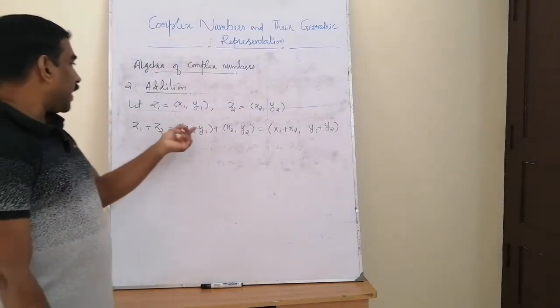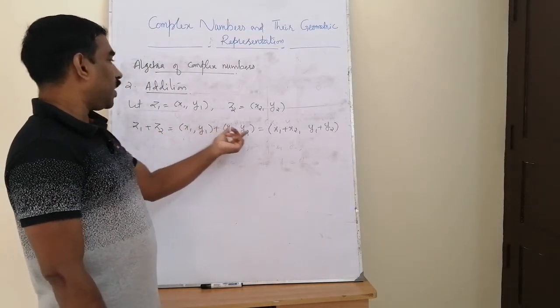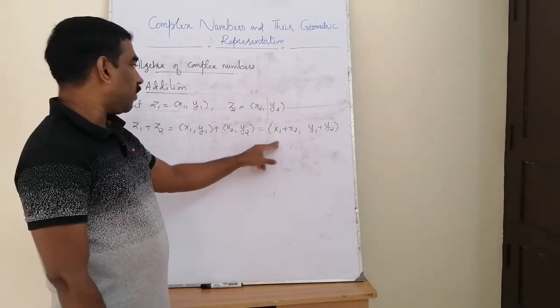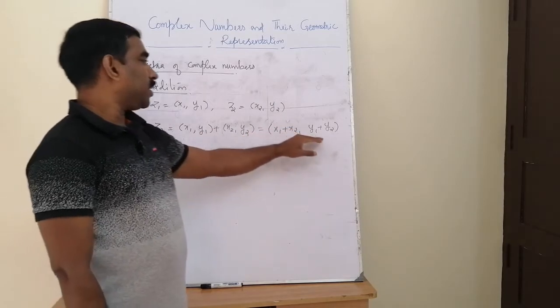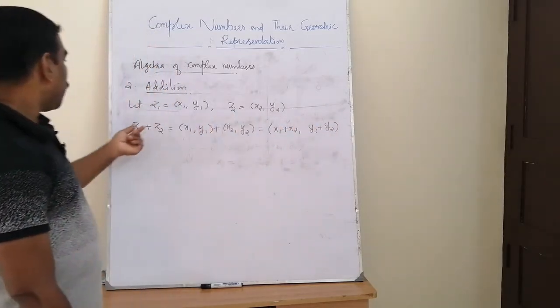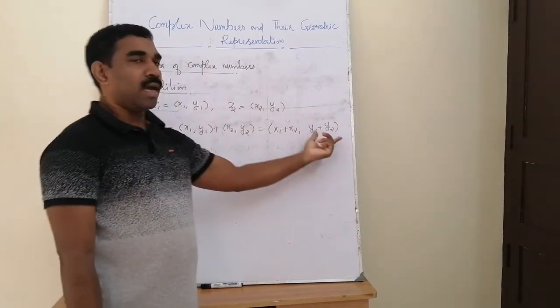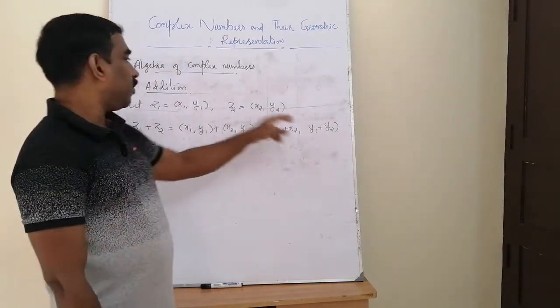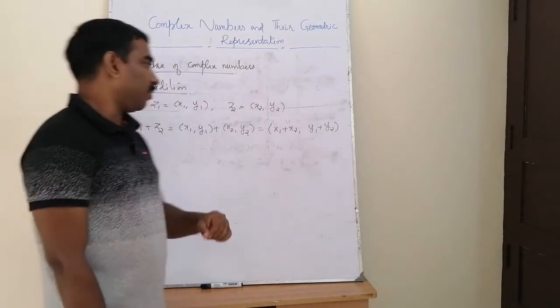So that means whenever we are adding two complex numbers (x1, y1) and (x2, y2), we are adding their real parts separately, taking it as the new real part, and the imaginary parts separately, taking it as the new imaginary part. So the sum of two complex numbers is again another complex number with the real part equal to the sum of the real parts and the imaginary part equal to the sum of the imaginary parts.